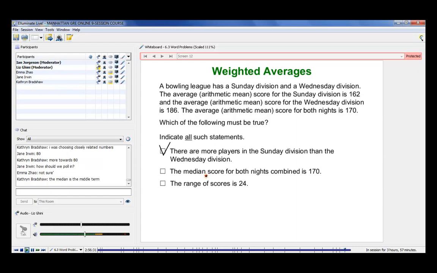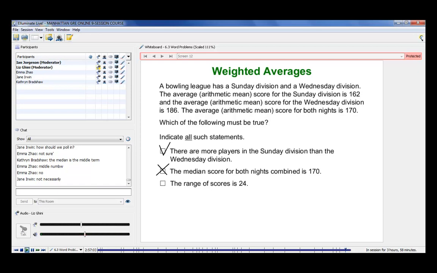What is the median? Anybody know what the median is? The median is the middle term, okay? It's the middle number. Now, if we know the average of a set, do we know what the middle term is? We don't know exactly, Emma. So this we don't necessarily know exactly. 2 sets could have the same average but a very different middle term, right? Something could be lopsided.